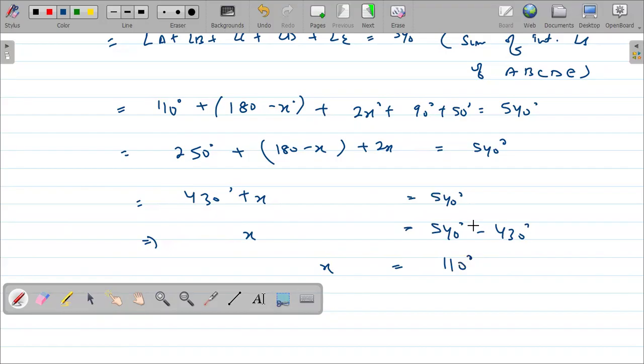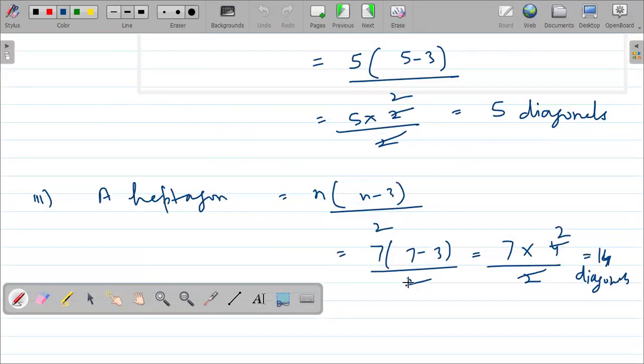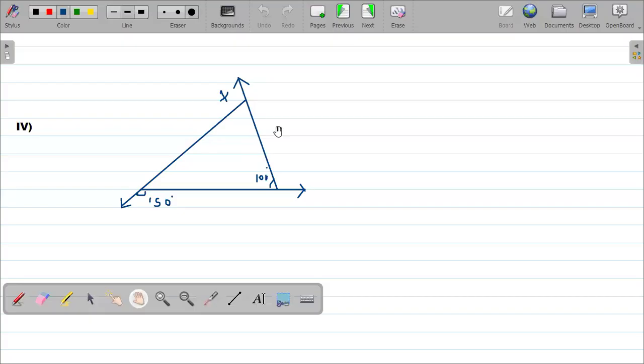Now let's move to the third part. So what does the third part say? Let's move to the third part. How will we do it?